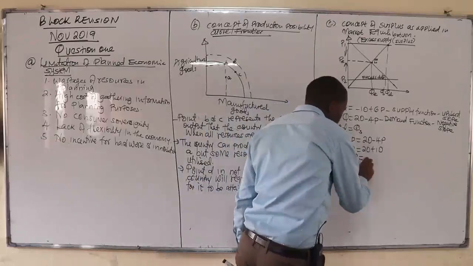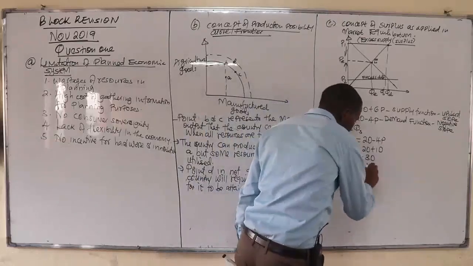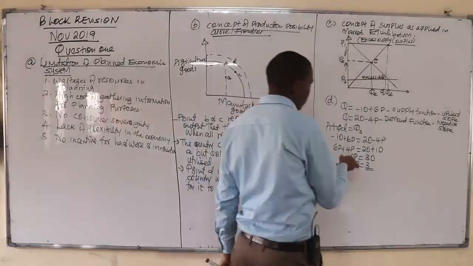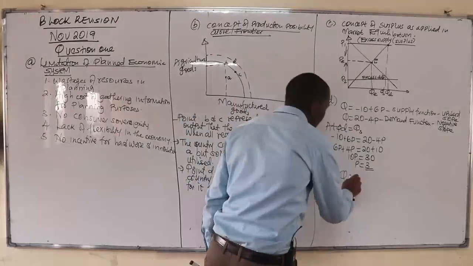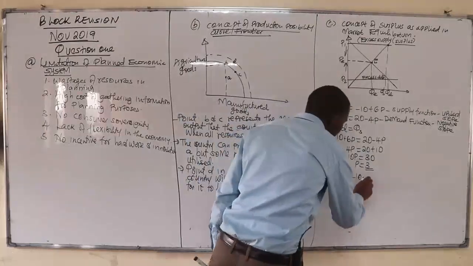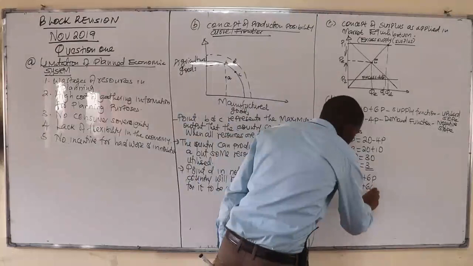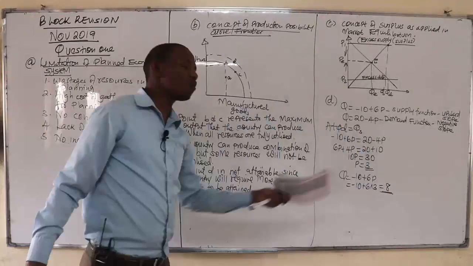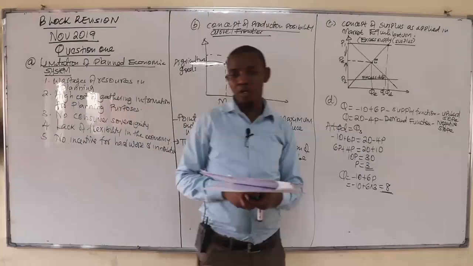So our P is equal to how much? P is equal to 3. And therefore now we can equate with one of that to know what is our quantity. So if we know P, quantity is either negative 10 plus 6P. So it will be negative 10 plus 6 multiplied by 3, which in that case will be 8. So that is the equilibrium quantity. And this is the equilibrium price.